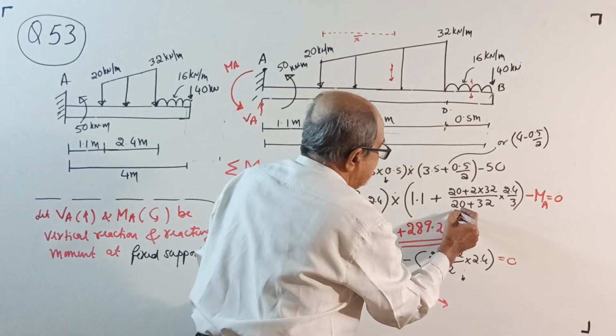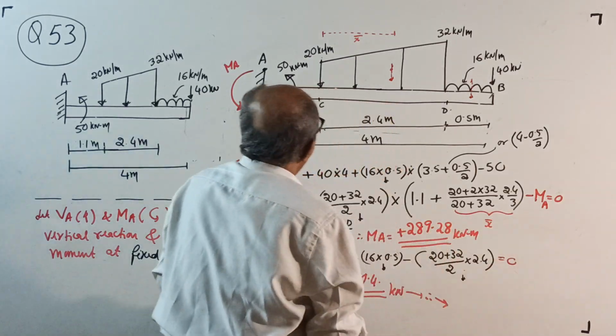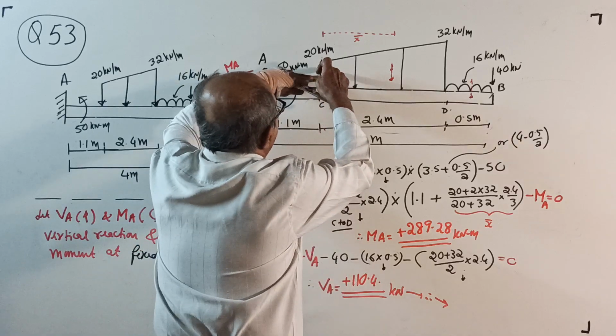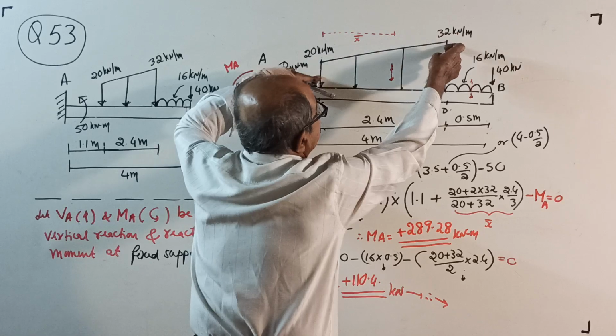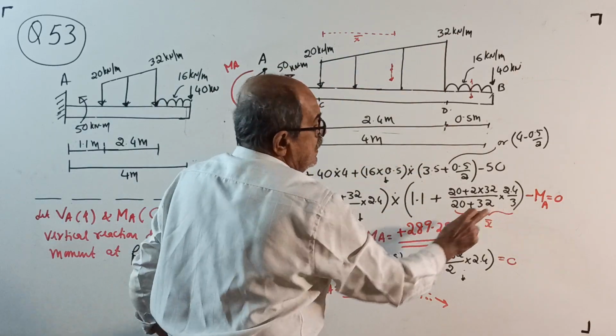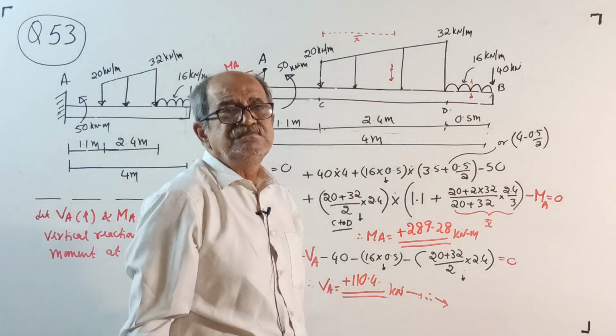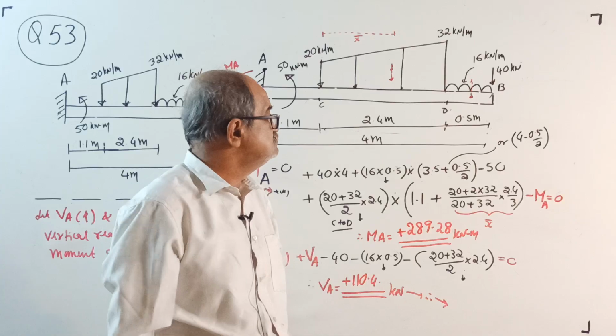This term is your X bar. That is, from here, this side plus twice of that side divided by this side plus that side, into distance between them divided by 3. I am not explaining further because I am telling this for the 100th time now.